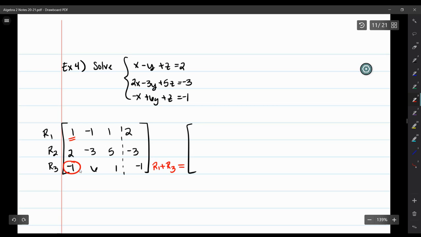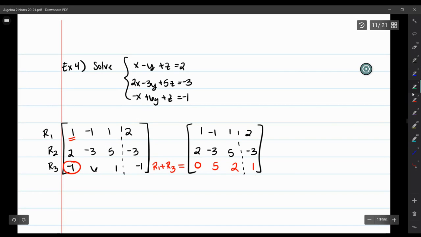So if I do 1 plus a negative 1, I get 0. Negative 1 plus 6, we get 5. 1 plus 1, we get 2. And 2 plus a negative 1, we get a 1. And then the other equations aren't changing, so we're going to rewrite them. 2, negative 3, 5, negative 3, 1, negative 1, 1, 2. Woo, that was a curly one.